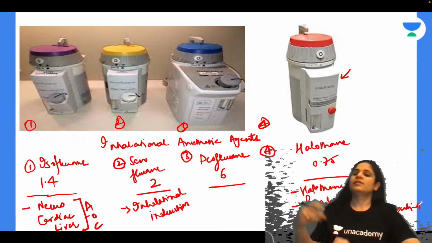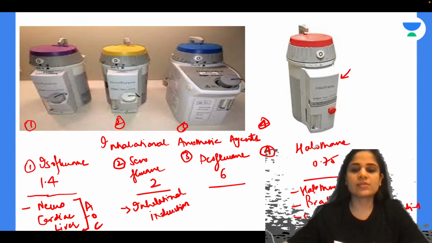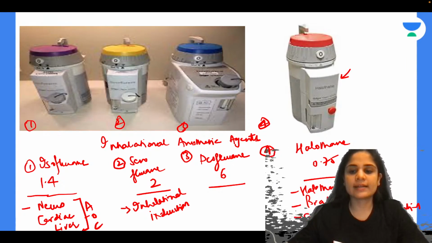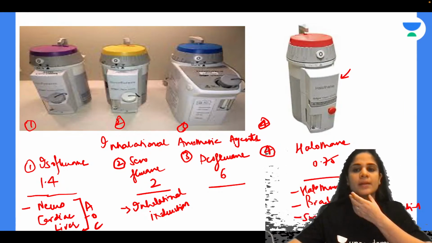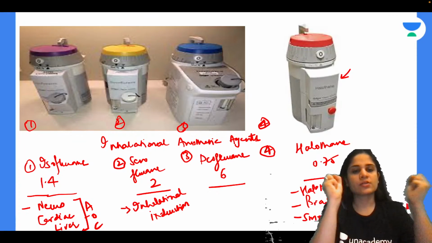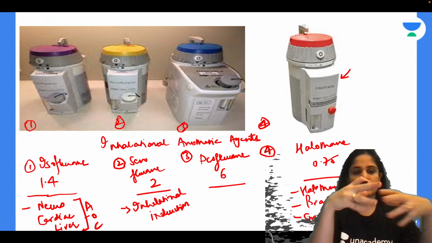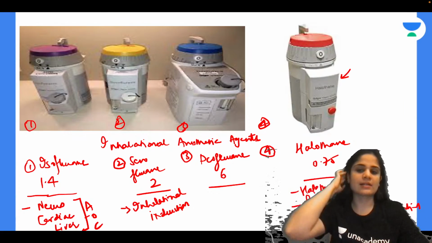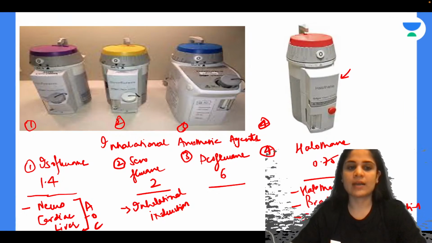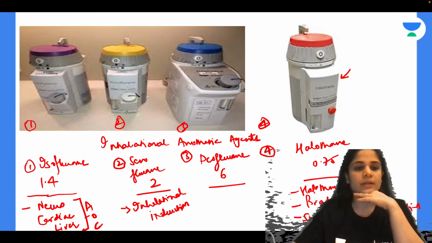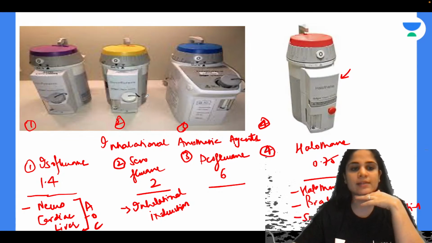Alright. So halothane is not preferred, or rather it is contraindicated, in case of postpartum hemorrhage. Remember this. Why? Because in postpartum hemorrhage you want the uterus to contract so that the bleeding will stop. But in this case the uterus remains dilated, it remains relaxed, and that is why it is avoided.